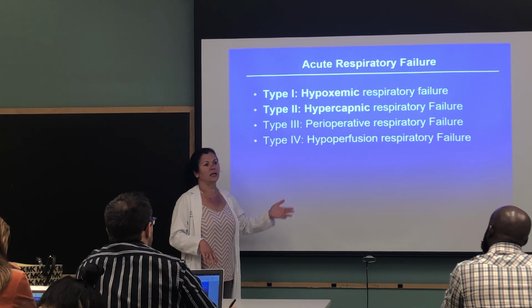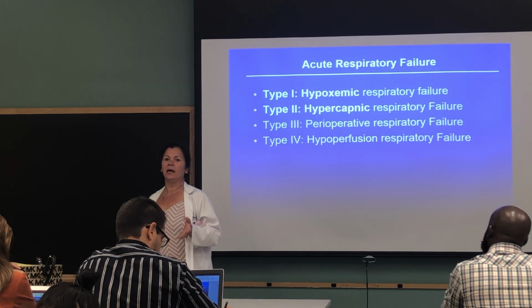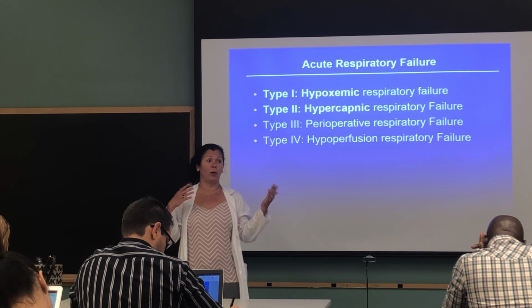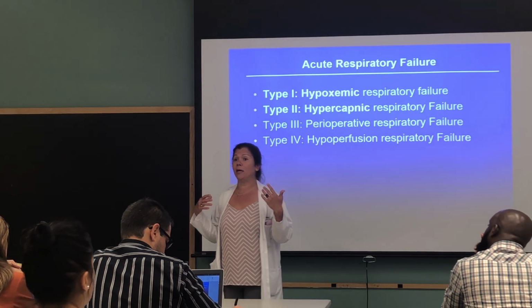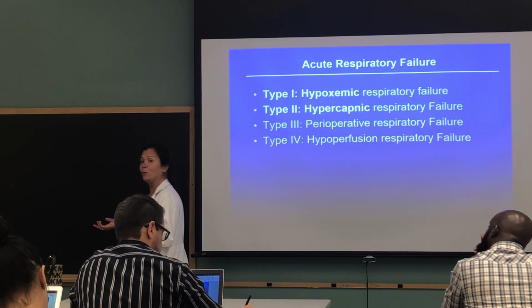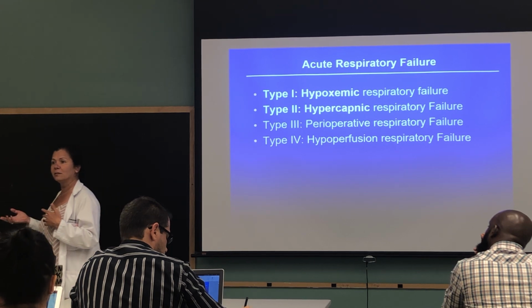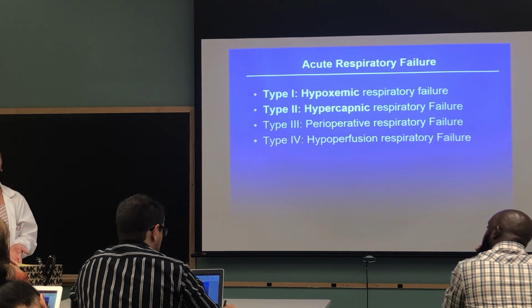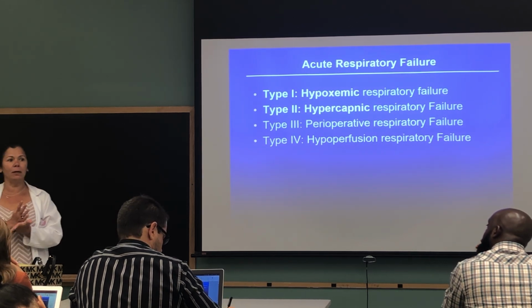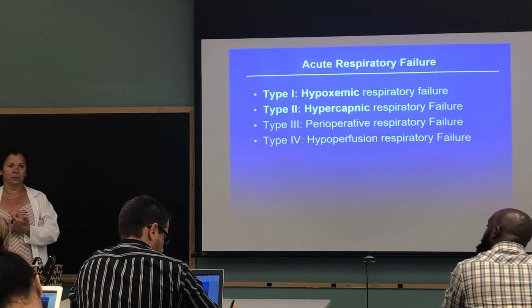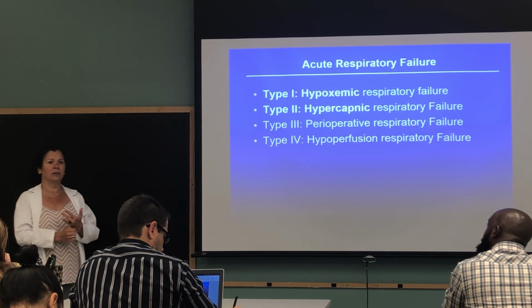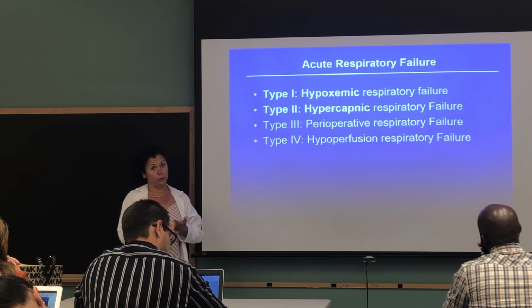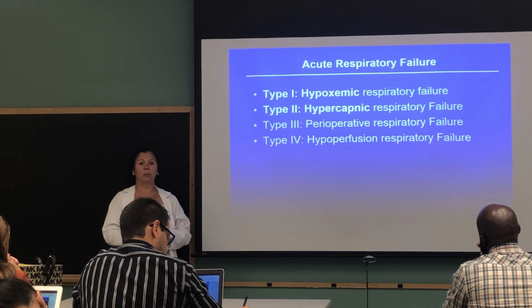Type 4 is basically due to hypoperfusion. Most likely, again, hypoxemic, because if you think about the aerobic and anaerobic cascade, if you have a patient with myocardial infarction, what do you think is going to happen first? Hypoxia, and then you can retain CO2 if you get tired, right? So you would have hypoxemic more than hypoventilation. Okay? So type 1 hypoxemic, type 2 hypercapnic, type 3 is perioperative or postoperative, and type 4 is hypoperfusion.